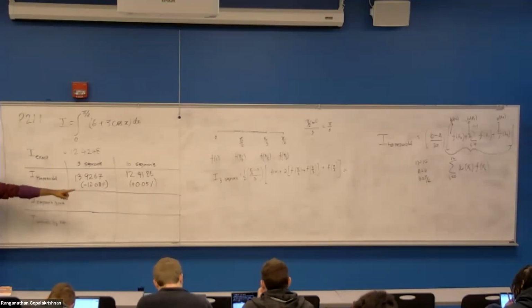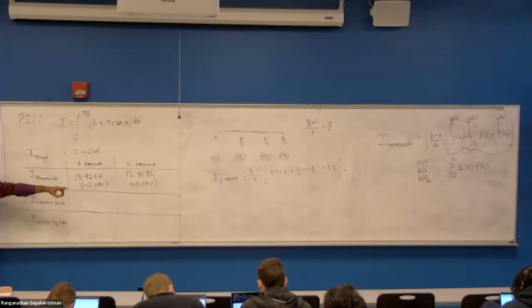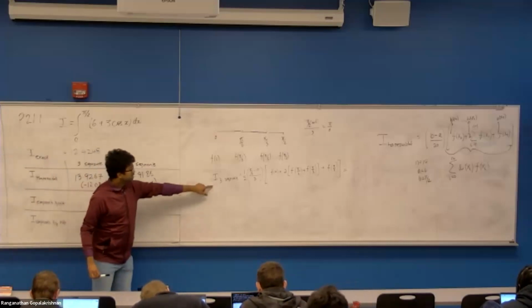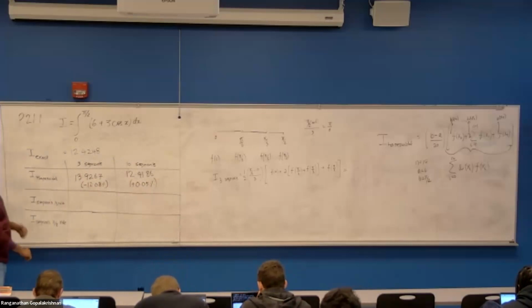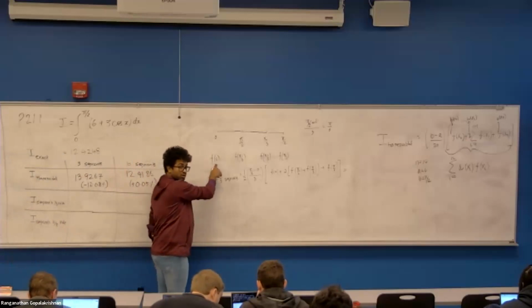Are we getting 13.9267? Yes. More responses from other people. Are you getting 13.9267 for 3 segments? No. Where do you start? I got 11.78. I probably did it wrong. I can tell you these values to cross check.